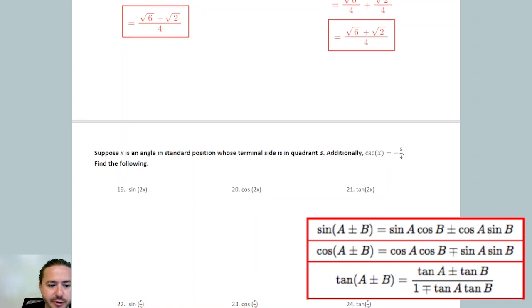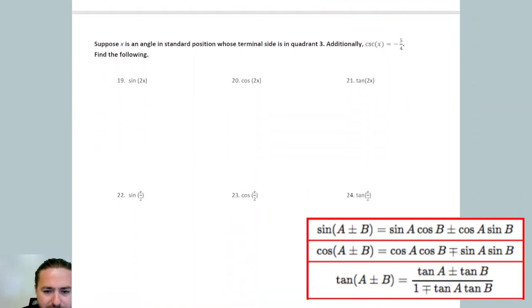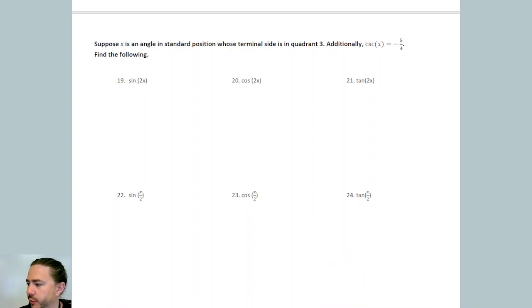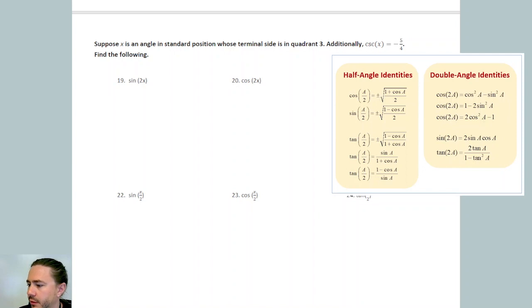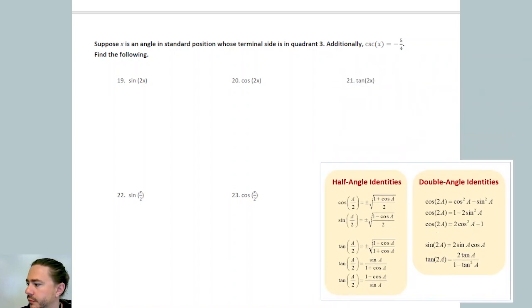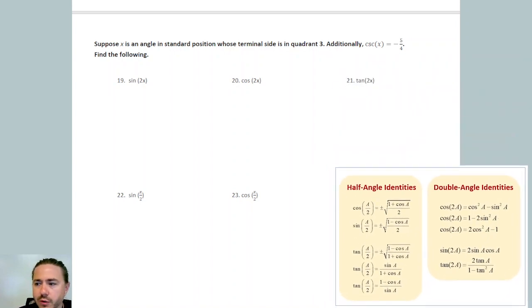All right, last page here. Looks like we're dealing with double angles and half angles. So let's pull those up. We don't need the sum and difference anymore. We want the half and double. So this is what we have to work with here, and we'll just pick the ones that we need.